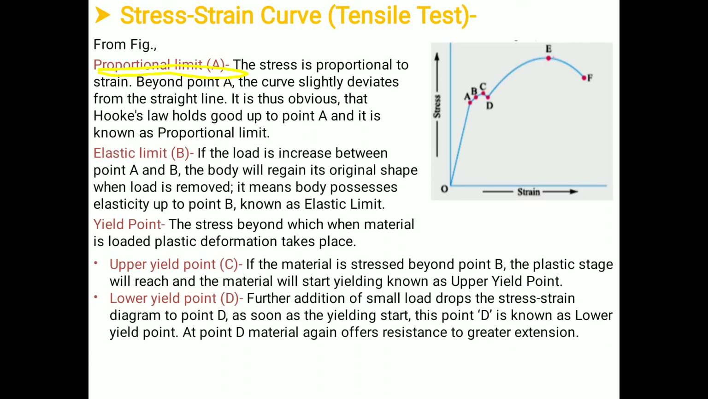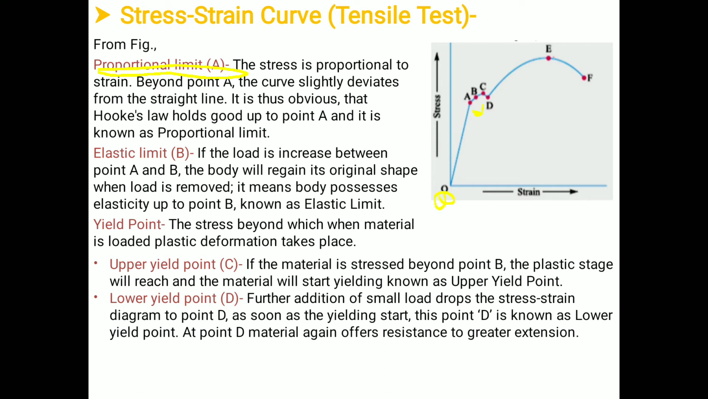The name itself indicates what the proportional limit is. It means stress is directly proportional to strain in this particular limit. If you observe the diagram from point O to A, we have a straight line. The straight line itself indicates that the value of stress is directly proportional to strain and the behavior of the material is linear. It is a straight line, it means that it is linear behavior.